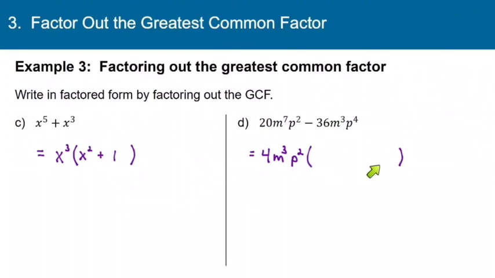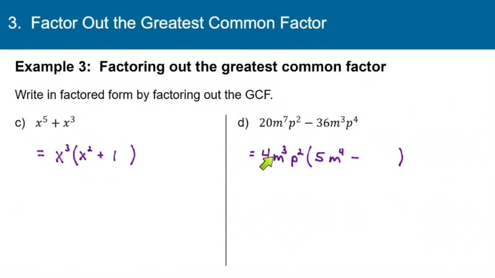Now we've got to start building our terms inside our parentheses. So we've got to ask ourselves, what do we have to multiply by 4m to the third p squared to make this term? Well, 4 times 5 would be 20. And m to the third times m to the fourth would be m to the 7th. But now look at the p factors. Our GCF contains p squared, and the term we're trying to create contains p squared as well. So I don't need any additional powers of p in this term. And you can verify for yourself that 4m to the third p squared times 5m to the fourth does make this term. And then we'll have a minus sign.